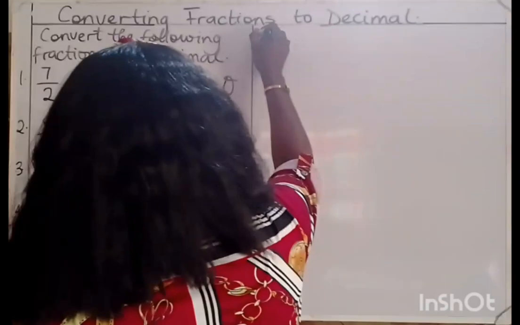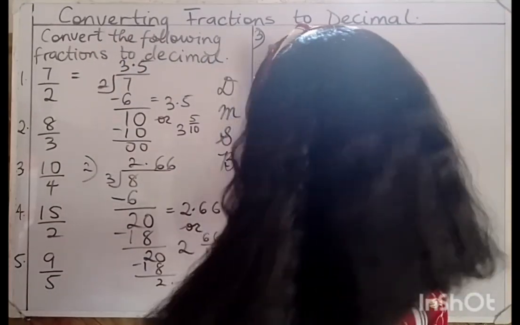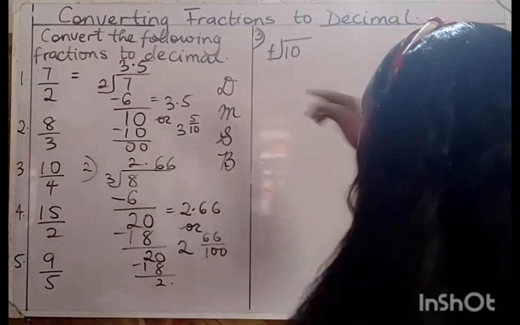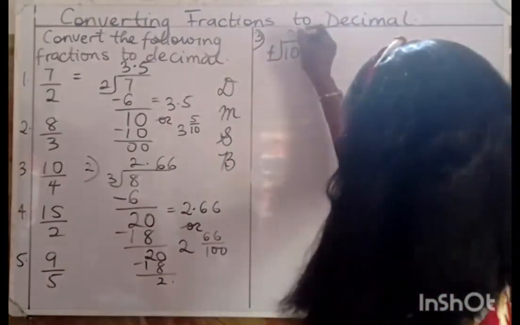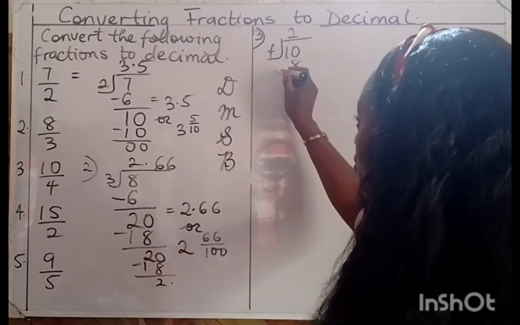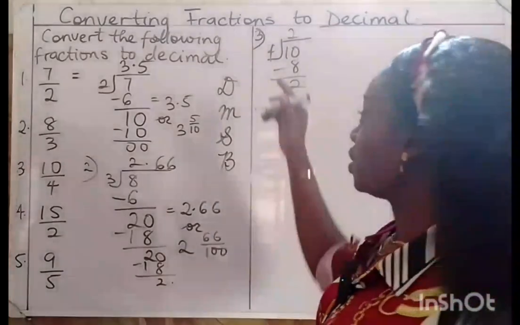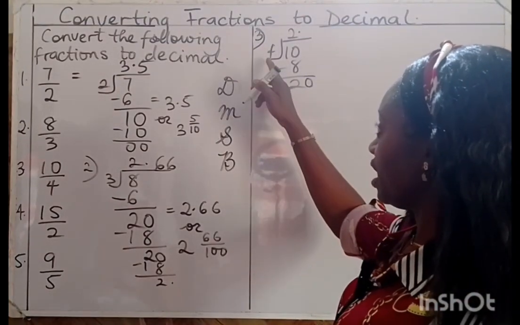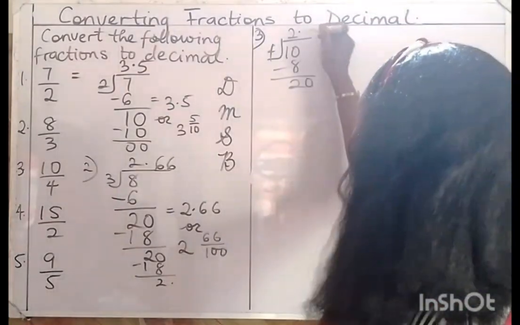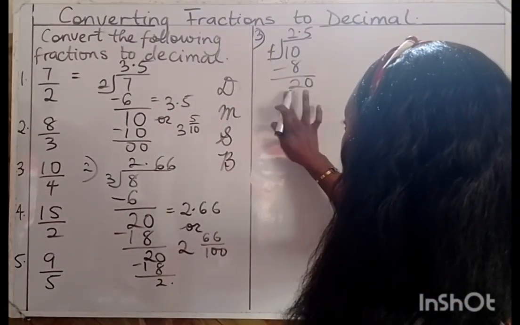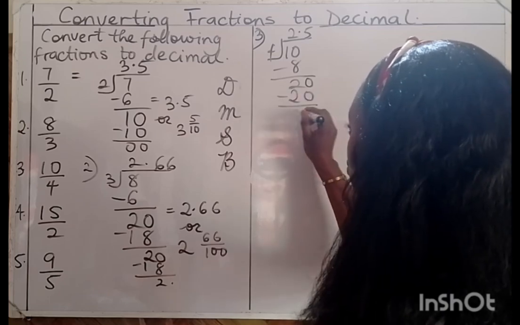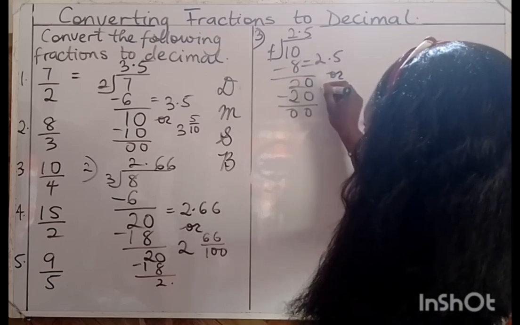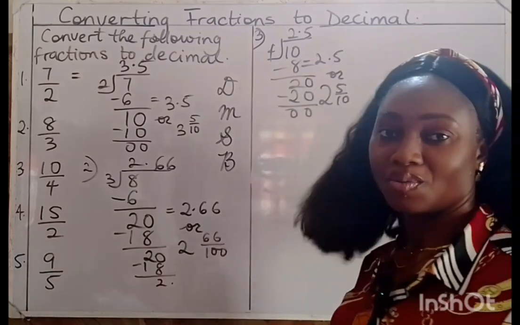Now, in question 3, we have 4 outside the division box and 10 inside the division box, right? 4 can go into 10 2 times, and then 2 times 4 is 8. When we subtract, we have 2. 4 cannot go into 2, so put a decimal point at the back of 2 and a 0 behind 2. Then we have 4 into 20 is 5. 5 times 4 is 20. And then we subtract, we have 0, 0. Now the answer to this is 2.5 or 2 wholes 5 tenths, right?